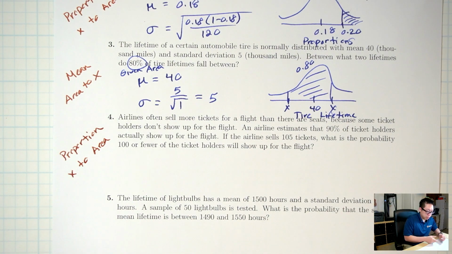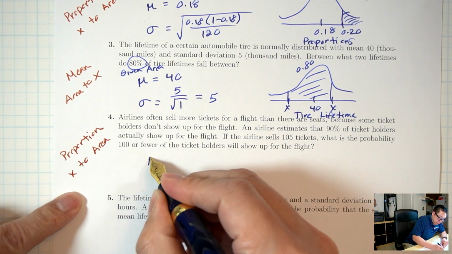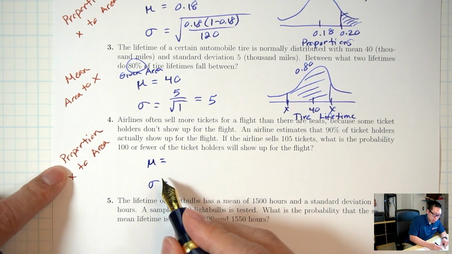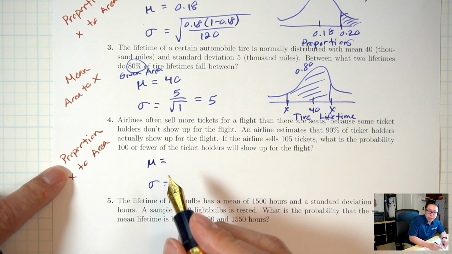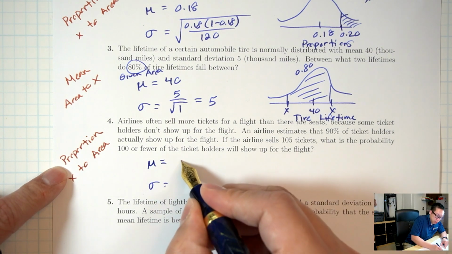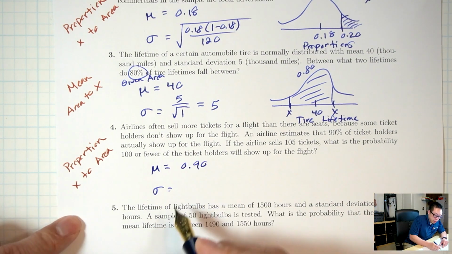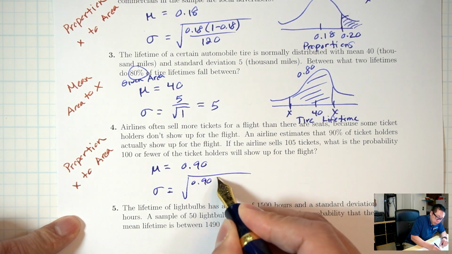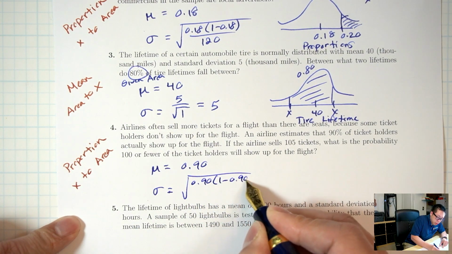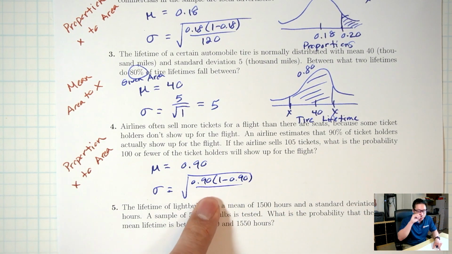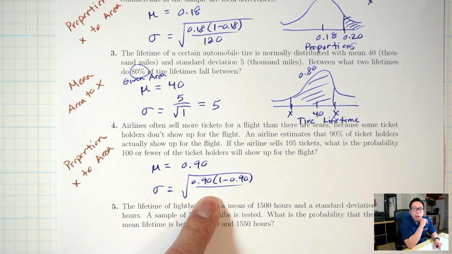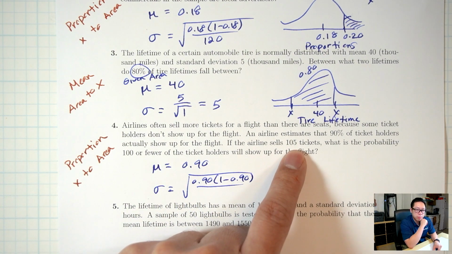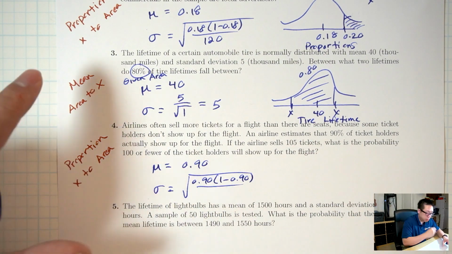Okay, which we know automatically is going to be x to area. So our mean and our standard deviation. For a proportion situation, the mean is going to be just whatever percent is given in the problem. That's 0.90. The standard deviation is that square root formula. So 0.90, 1 minus 0.90 over n, sample size. How many total? 100 or 105? Which one? It's the bigger one. So 105.